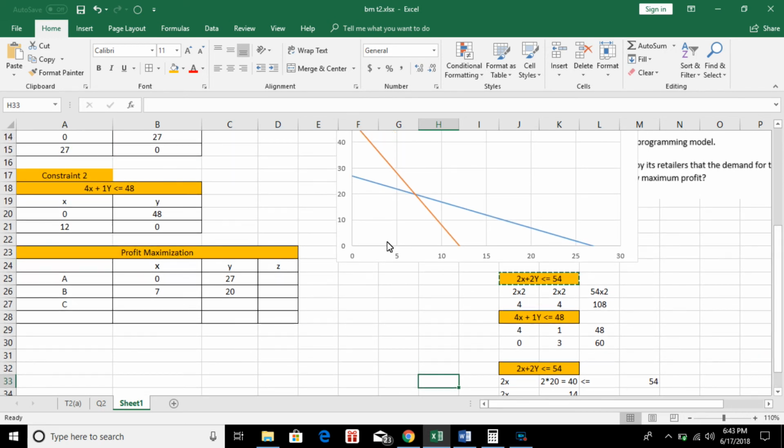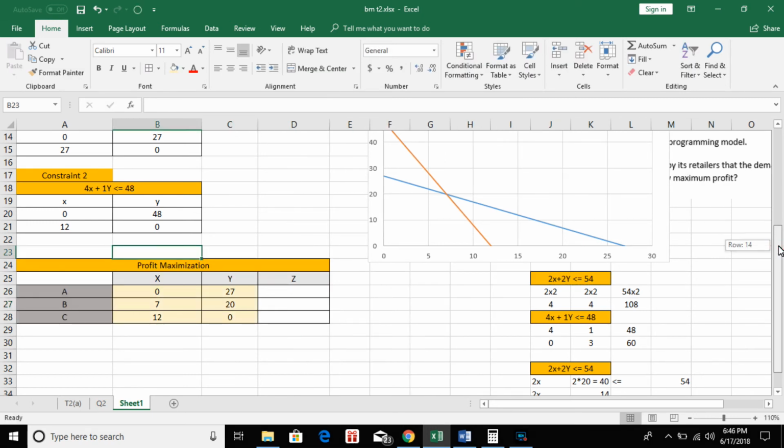Now you can see that it is making sense. The value for y is 20, right? On the y-axis we can see that it is 20, and for the x-axis we calculated 7. So just drag it down here, it is 7. And lastly the point C, which is 12 and 0. 12 is x and 0.